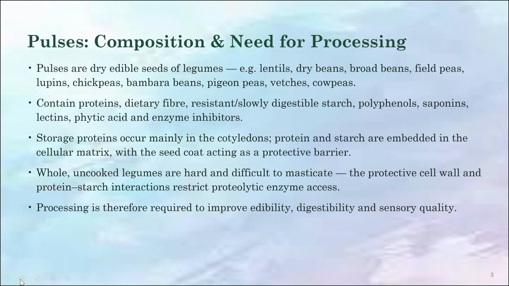Whole uncooked legumes are hard and difficult to masticate. The protective cell wall and the protein-starch interaction restrict proteolytic enzyme access. Processing is therefore required to improve the edibility, digestibility, and sensory quality of pulses.